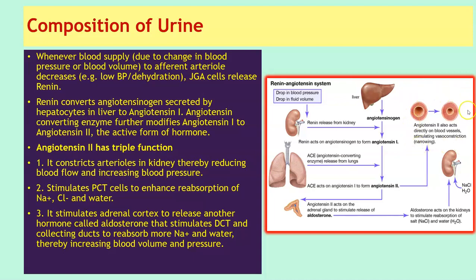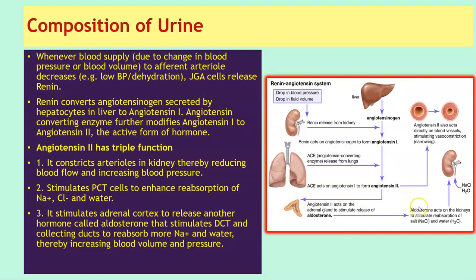So this phenomenon is happening here. Then it stimulates the PCT cells to enhance reabsorption of sodium, chloride, and water. So here it is directly stimulating the PCT. And the third one, it stimulates the adrenal cortex to release another hormone called aldosterone that stimulates the DCT, distal convoluted tubule, and the collecting ducts to absorb more sodium and water, thereby increasing blood volume and pressure.